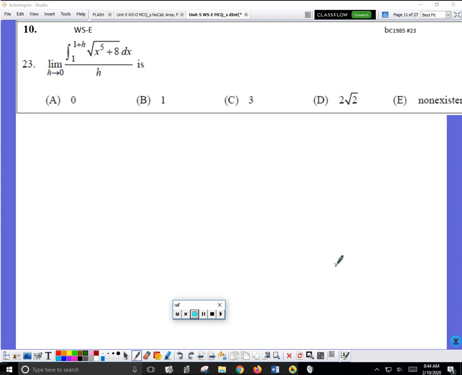Is h approaching infinity? No. Skip that. Can't really factor and divide. Skip that. Third option, L'Hopital's rule. So I need to take the test. So put in a 0 here. If you integrate from 1 to 1, what will the result always be? 0. Bottom 0 as well, so pass the test.